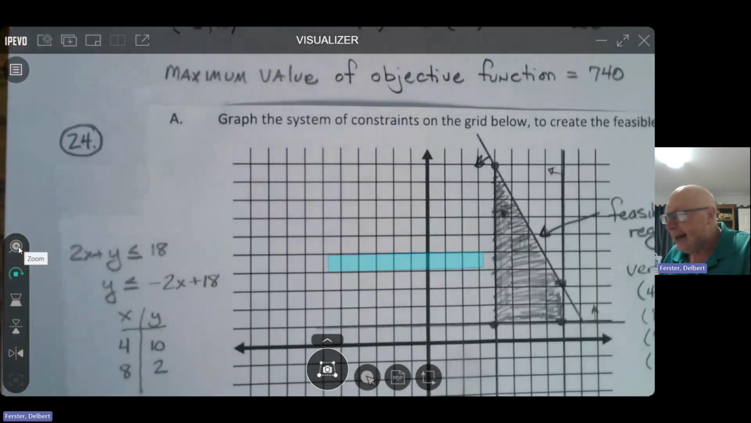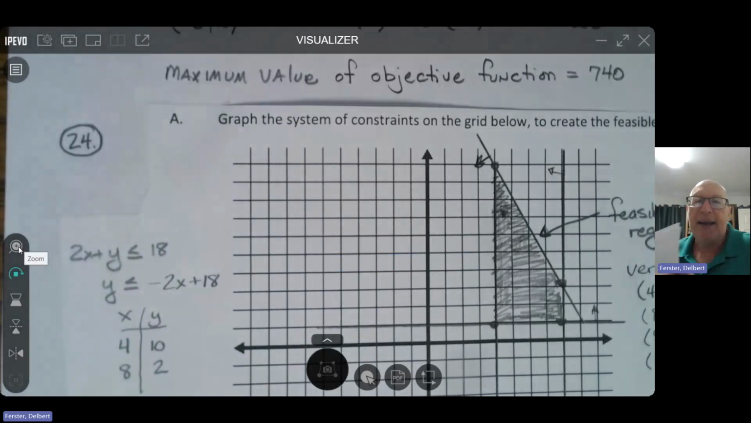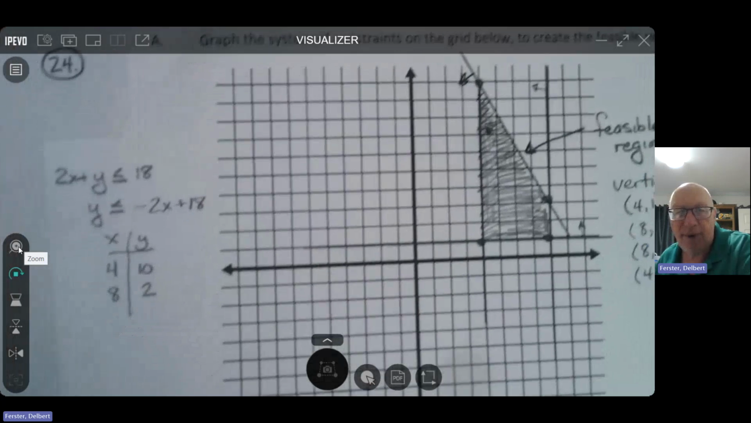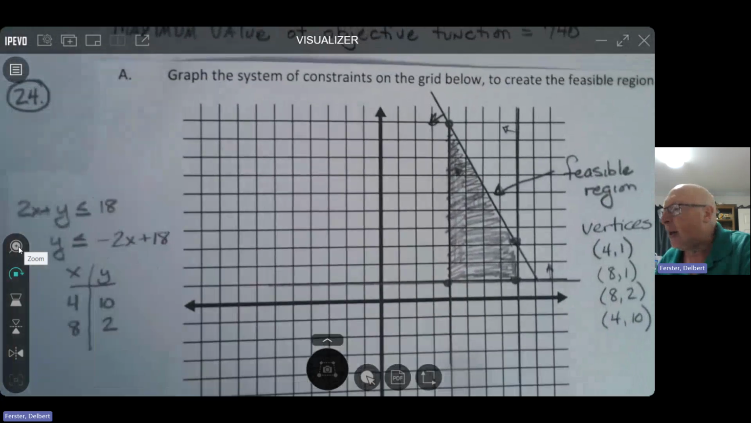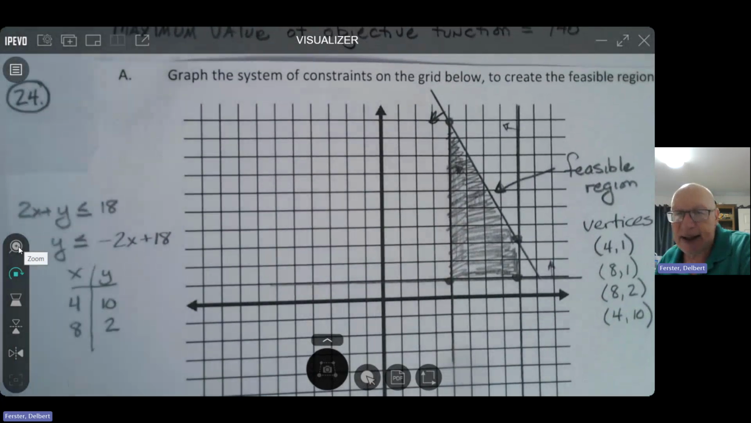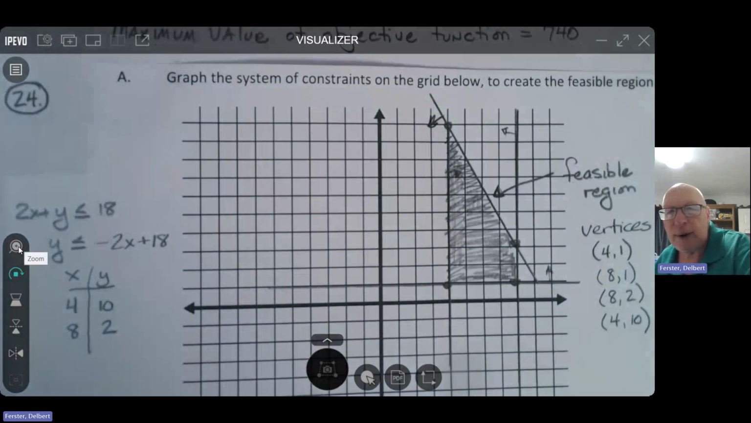Problem 24 gives you a system of constraints and an objective function and does ask you to generate a graph. All right, so I'm going to slide the graph up here and we're going to talk about it. The first of your constraints is x has to be greater than or equal to 4. That's this vertical line running 4 units to the right. So you've got to be greater than that, so your shading runs relative to that line to the right.